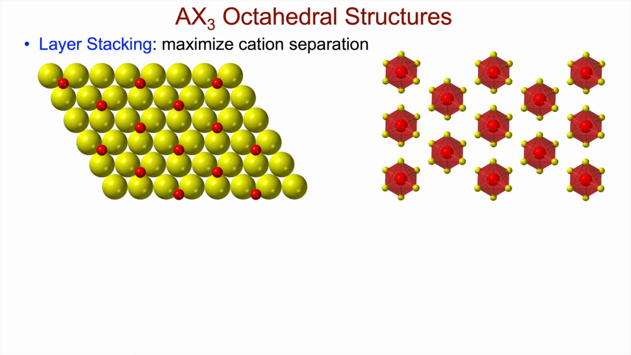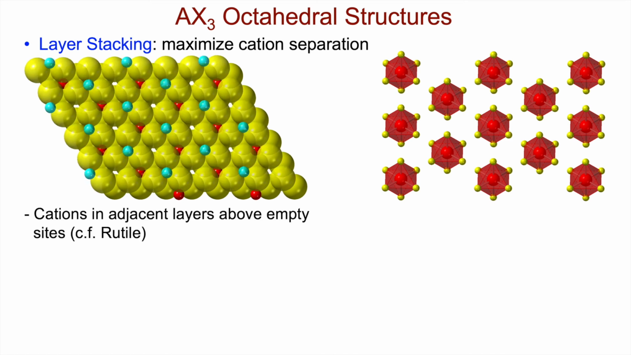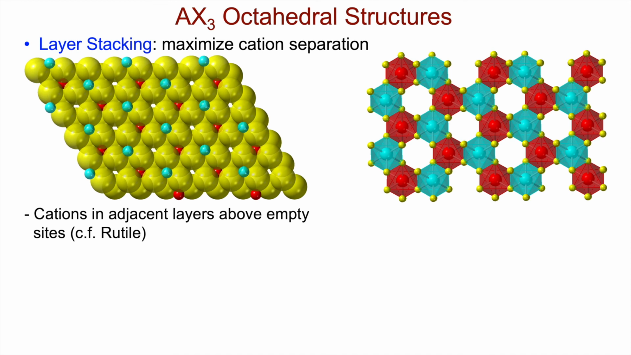The layer stacking in the AX₃ octahedral structures follows the similar principles we've seen before in rutile and other structures. So here's the polyhedral view of one layer, 1/3 of the octahedral positions filled. Then when we put the second layer on top, then the cations in that layer are shifted so they're over the unfilled sites in the original layer, shown here. But now it takes 3 layers to cover them all up, if you like.